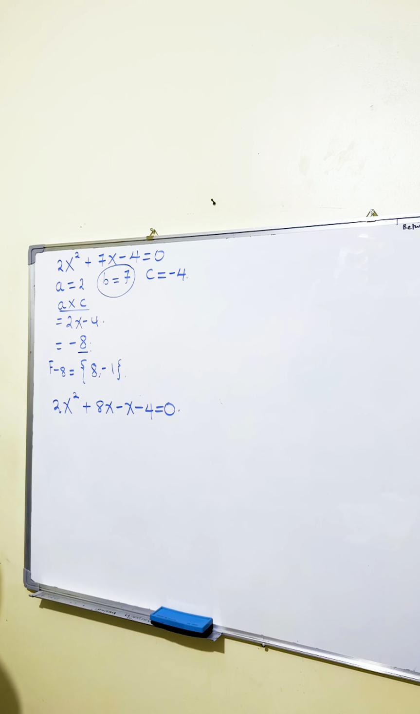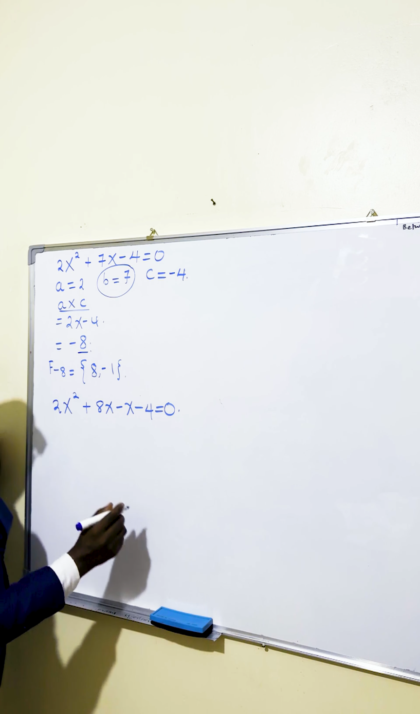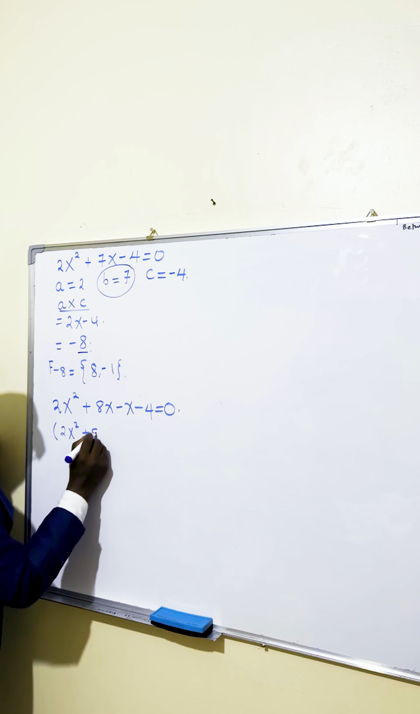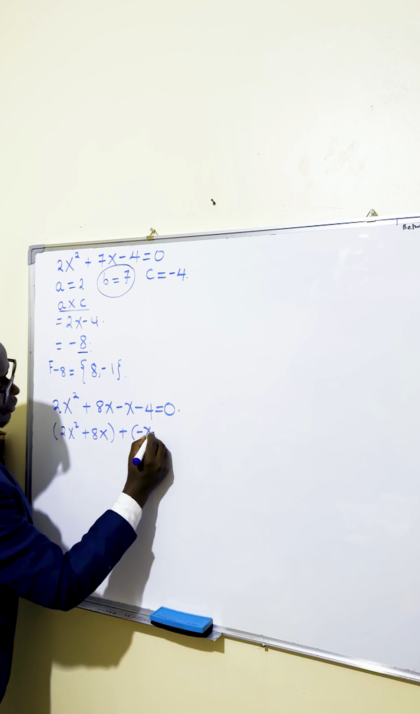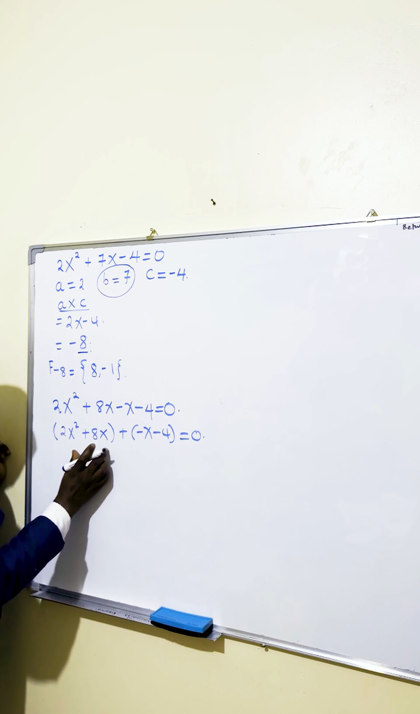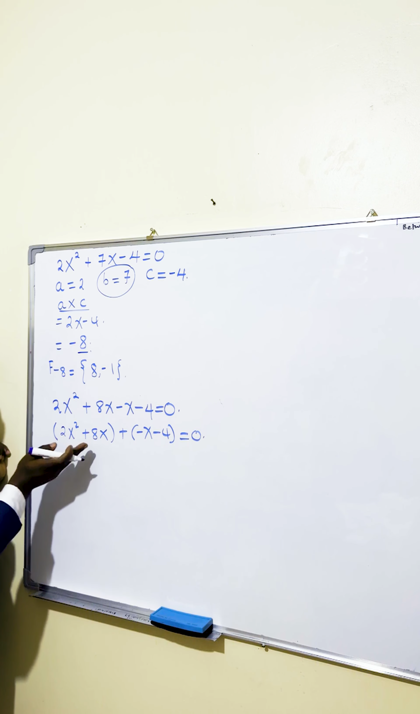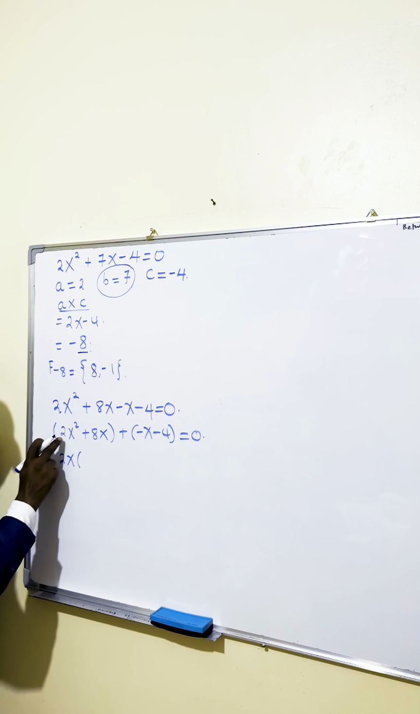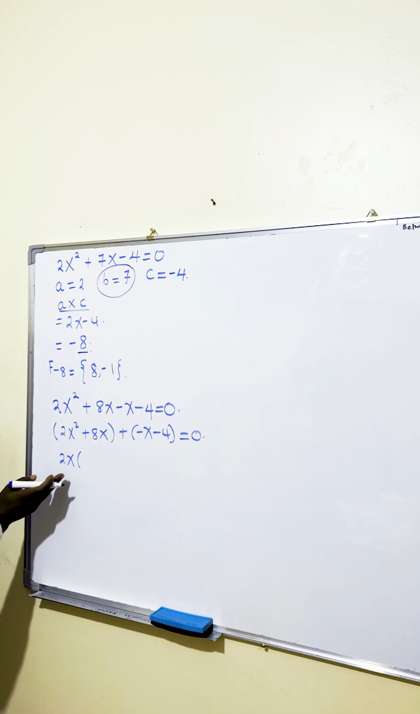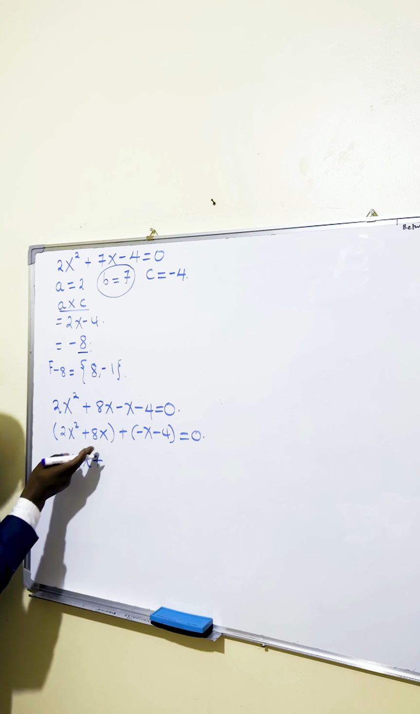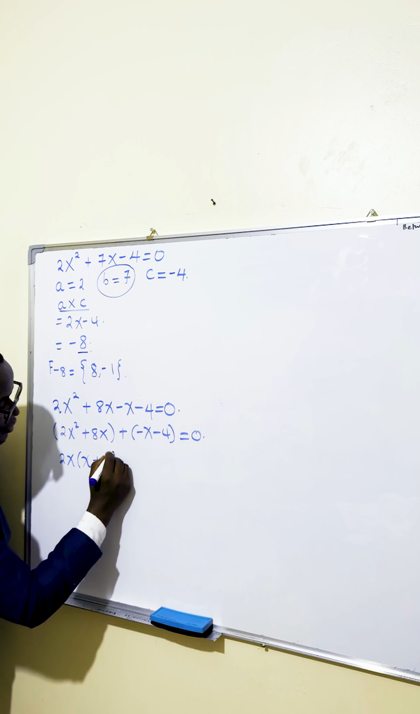So after splitting the middle term, we are going to group the terms into pairs. And the first pair, we say that is going to contain the first two terms. So that is 2x squared plus 8x, then plus negative x minus 4, everything is equal to 0. After grouping the terms into pairs, we are going to look out for the common factor from each term. So when I look at 2x squared and 8x, what is common to both? I clearly see that 2x is common to 2x squared and 8x. And the moment I remove 2x from 2x squared, the balance is going to be x. And also, the moment I remove 2x from 8x, the balance is going to be a positive 4.